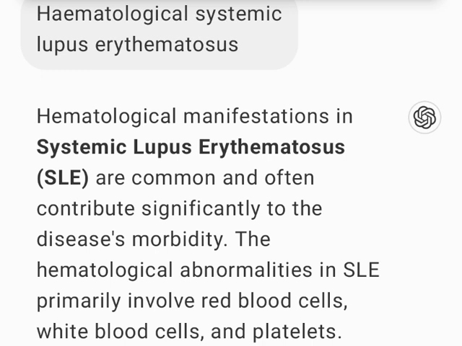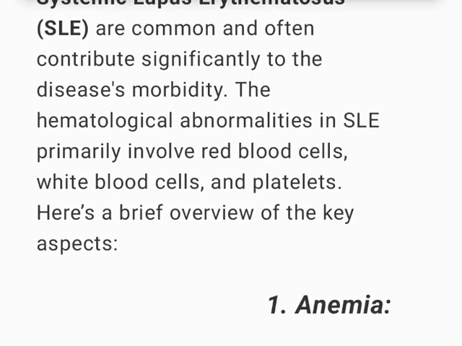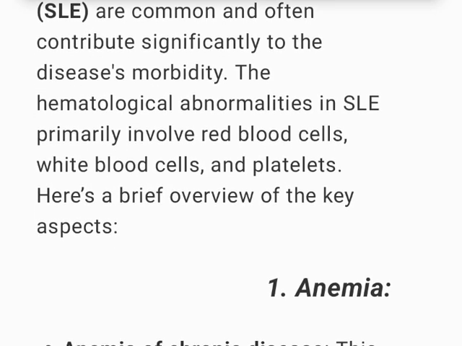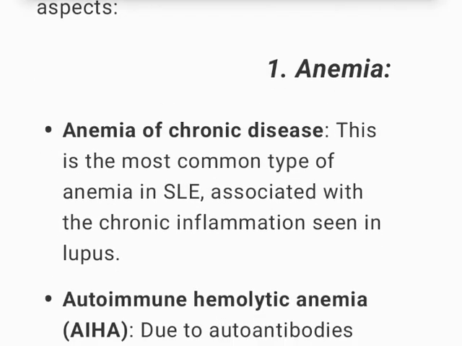Hematological manifestations in systemic lupus erythematosus, SLE, are common and often contribute significantly to the disease's morbidity. The hematological abnormalities in SLE primarily involve red blood cells, white blood cells, and platelets. Here's a brief overview of the key aspects.